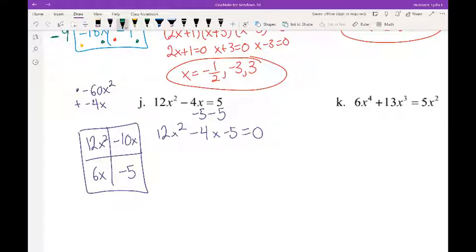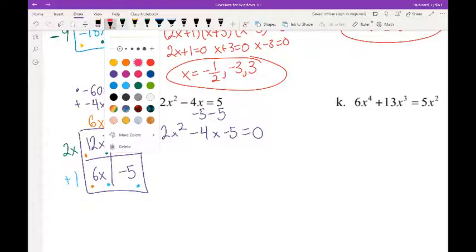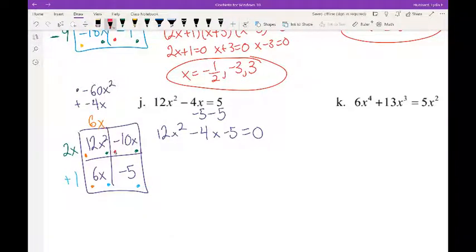Okay, so out of the top two, we can take out a positive 2x. Out of the bottom two numbers, they don't really have anything in common, so really we can only take out a 1 there. Out of the left two, both of those have both a 6 and an x in common. And out of the right two, both of those have a negative number in common as well as a 5. So this would factor to 6x minus 5, 2x plus 1.